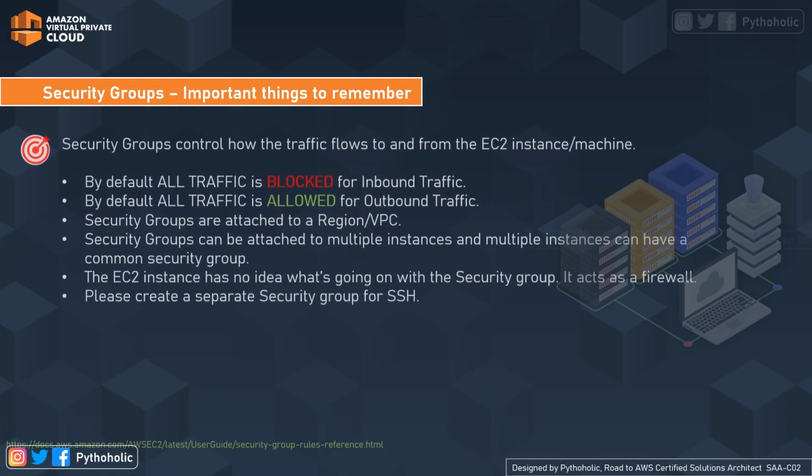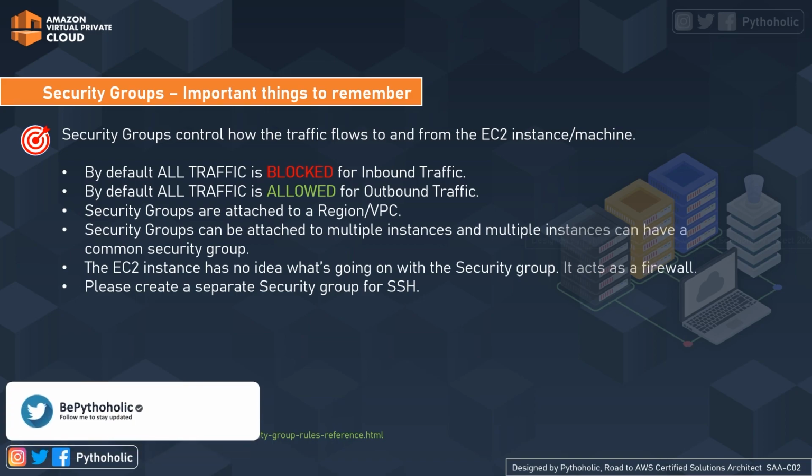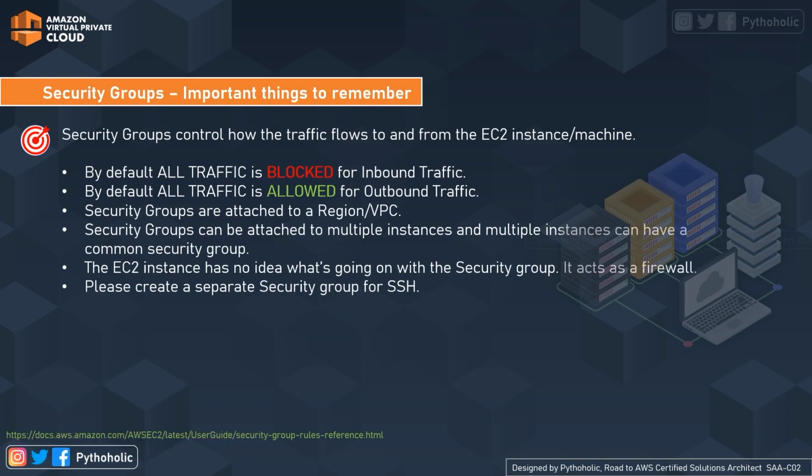Let's recap some of the most important points that we need to remember for security groups. First and foremost, security groups control how the traffic flows to and from the EC2 instances or the machine, and they act like our virtual firewall. By default, all inbound traffic is blocked, and all outbound traffic is allowed. So when you create an EC2 instance, if you haven't provided anything, then the default security group allows all the requests that you send from your instance to the outside world.